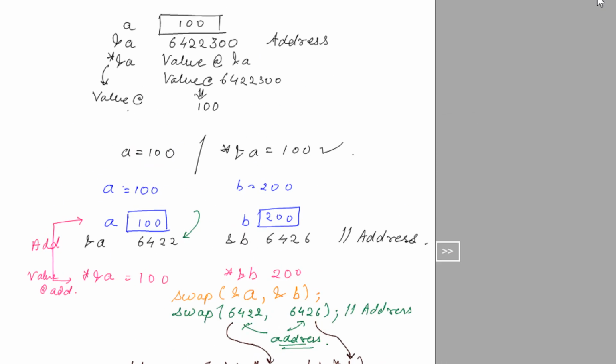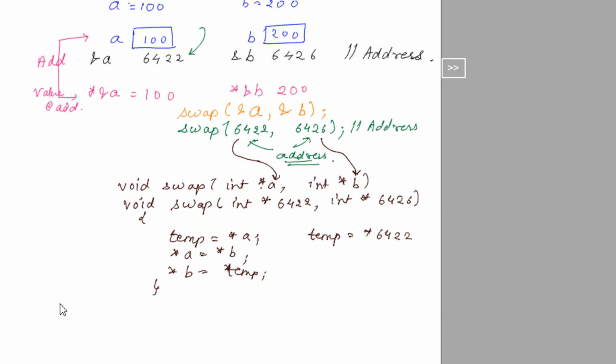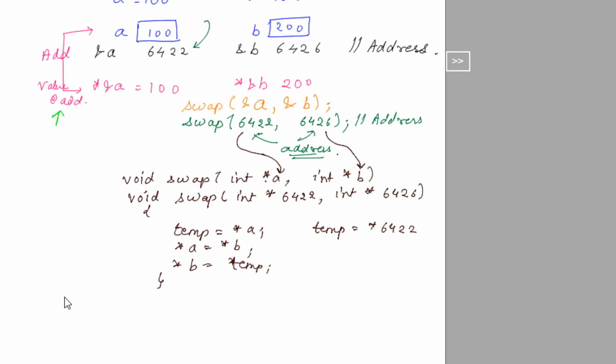And what is *6422? Star 6422 means, as we have studied, value at the address. So *6422 basically is star of 6422, which is nothing but 100. Get the point? Similarly, because &A is having 6422, star of 6422 is 100, right? So basically temp will be equal to 10, because 6422 is the address and the value at that address is 10. Sorry, 100. I'm sorry, it is 100, right? It is 100.